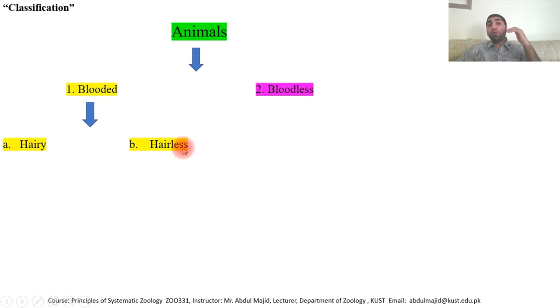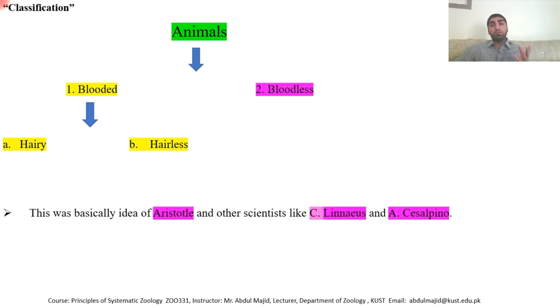This division was on a logical basis at the time of Aristotle and some other scientists. So this was basically the idea of Aristotle and scientists like Carl Linnaeus and Andrea Cesalpino. These were the scientists who had this idea of downward classification.